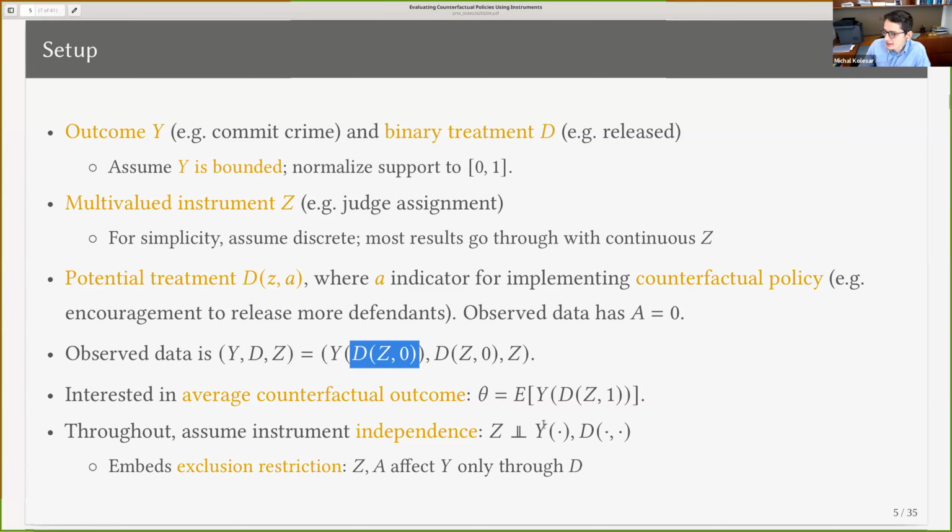And what I'm going to be interested in is this parameter theta, which is the average counterfactual outcome. So that's the potential outcome under the counterfactual treatment regime. And throughout, I'll assume this instrument independence assumption, that the instrument is independent of both the potential treatments and the potential outcomes. And this, of course, embeds both the random assignment assumption and the exclusion restriction, that the instrument and the policy both only affect the outcomes through their effect on the treatment. So there is no direct effect.